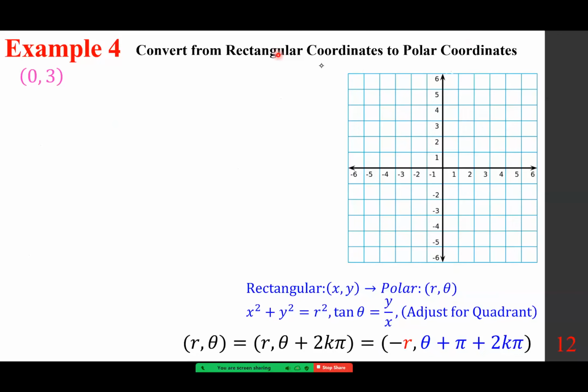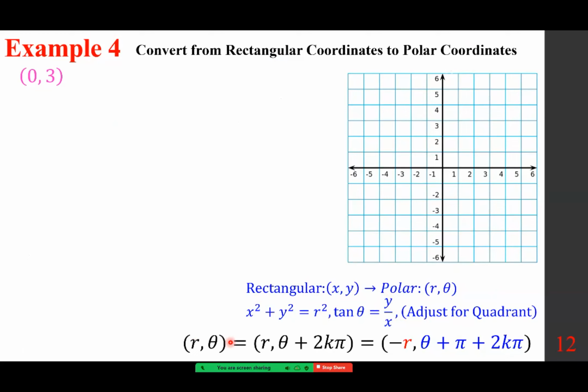Convert from rectangular coordinates to polar coordinates. The pair has coordinates 0, 3, and we are reminding everyone that rectangular is in the form of x, y, polar in the form of r, theta. x squared plus y squared is r squared, tan theta is y over x, and we want to adjust for the quadrant.